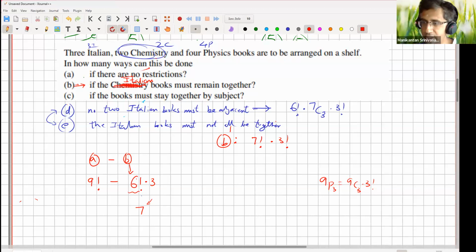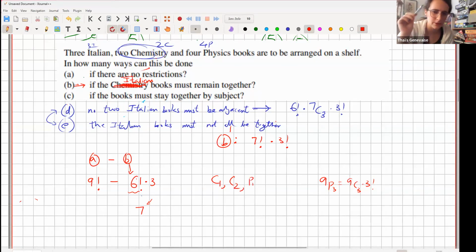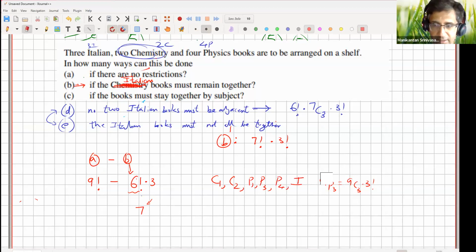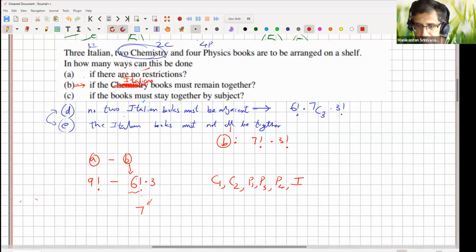Perfect. Does it make sense, Keshav? And Thais, did you understand that as well? Yeah, when I tried to draw the problem, I found the 7 factorial. Very good. So C1, C2, P1, P2, P3, P4, and this block of I, which has 3 entities within that. Sorry, I missed P2. So there are 7 entities. You arrange them, and then you open the block and arrange the I's in 3 factorial ways, right?